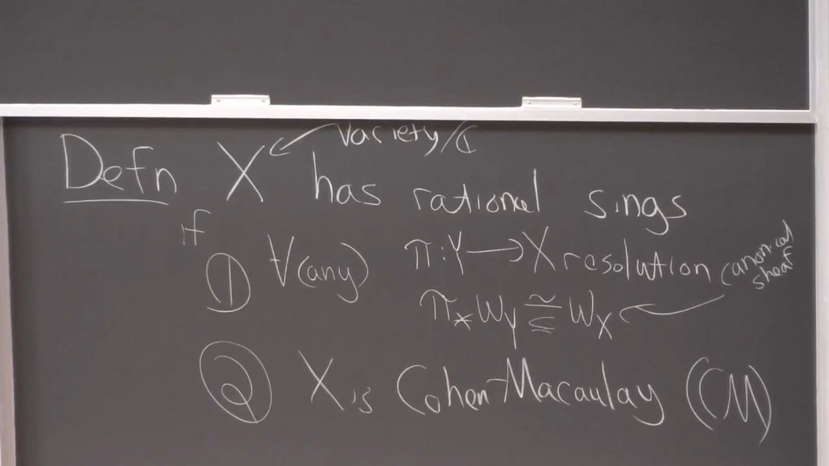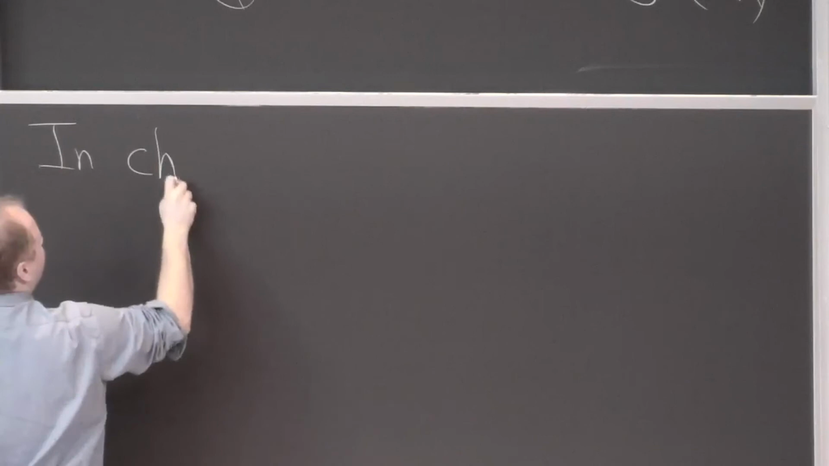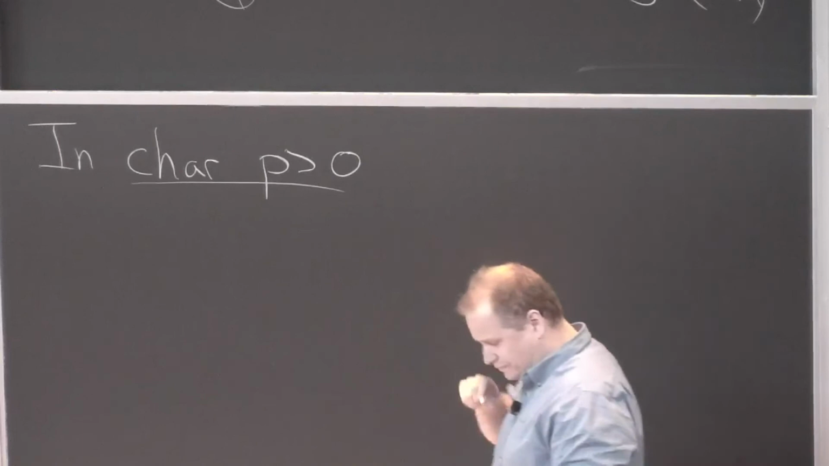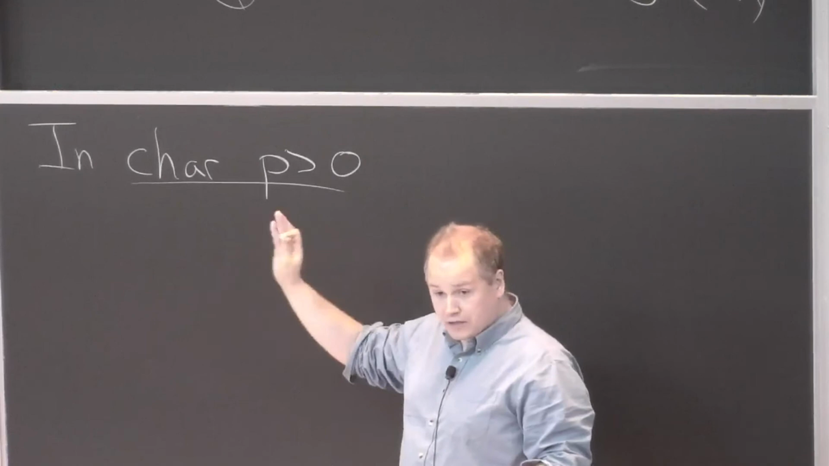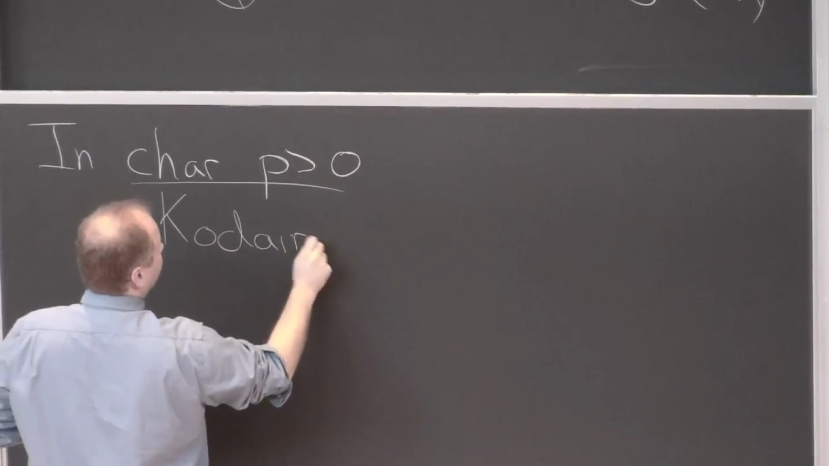So, where's my page 2? There it is. So now I want to move to characteristic P. So in characteristic P, Kodaira vanishing is not true even for smooth surfaces. Okay, we can't get around that. Kodaira vanishing not true.